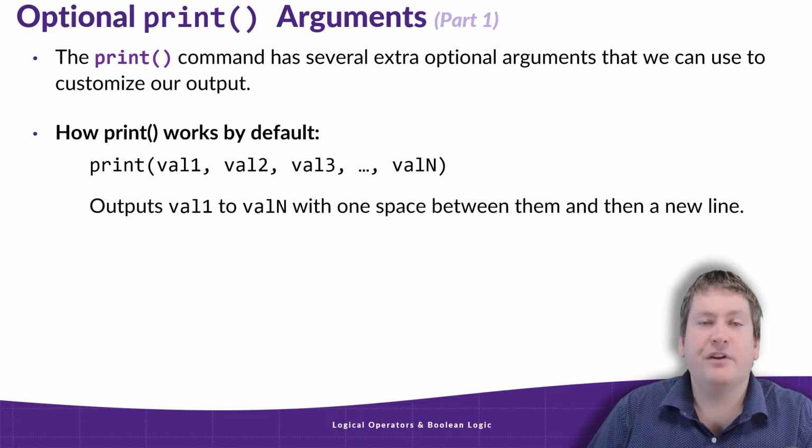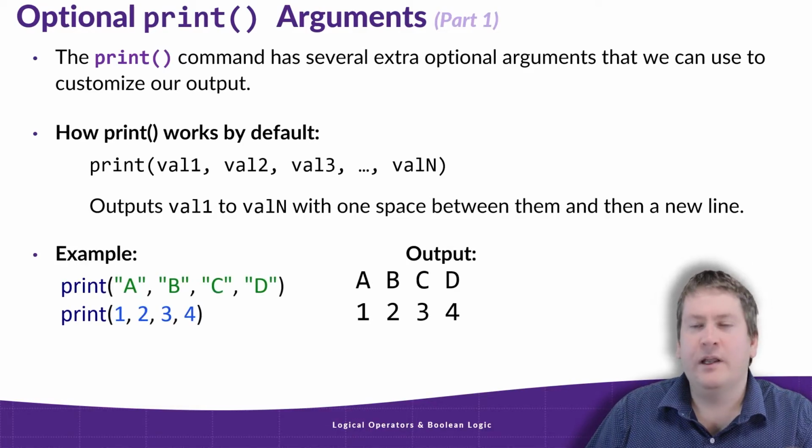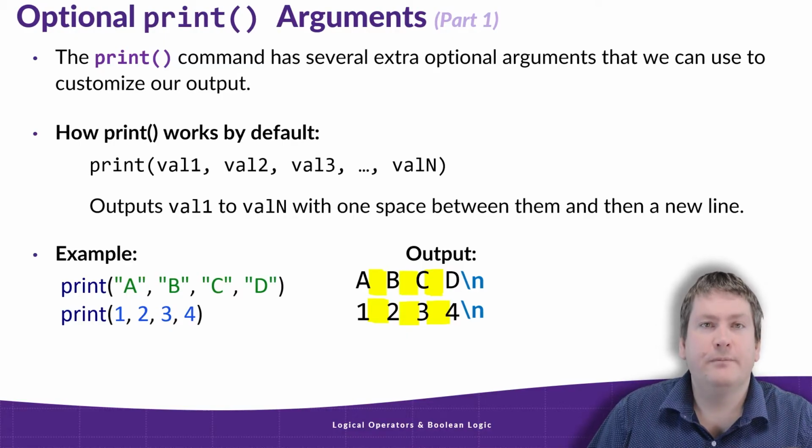So how the print command works by default is we give it some values, each one's a different argument to the print command, and then it prints out these values with one space in between, and then a new line at the end. So if we take a look at this example, of which we should be familiar with by now, we are giving the print A, B, C, D, each one's its own argument, and then we have a second call to the print command where we're outputting 1, 2, 3, 4. After each call to the print command, there is a line break. And in between each value, there is a single space character. This is how print works by default.